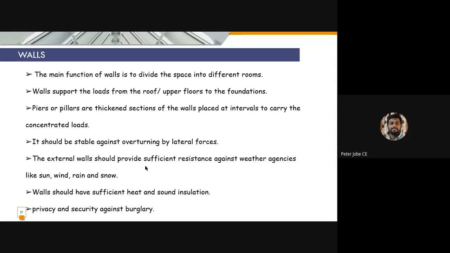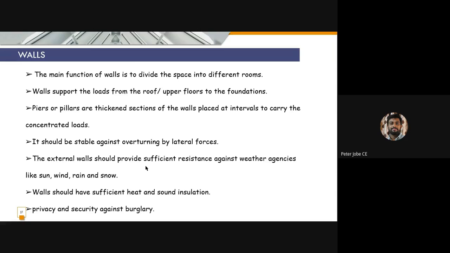Wall should have sufficient heat and sound insulation because it's necessary to maintain a proper livable environment inside our space. So it should have proper sound and heat insulation. The noise from outside should not reach the inner part, and also if it's a hot arid region, the heat should not come inside. Privacy and security against burglary and theft. So these are the functions of walls.